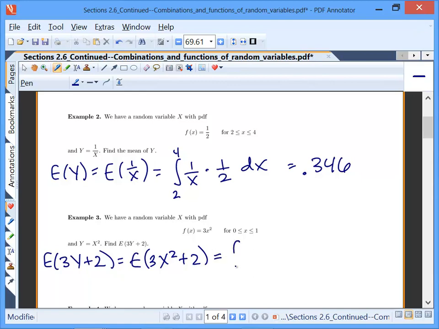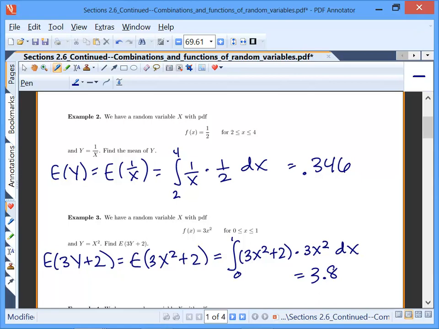And that means, what would I have to write down for my expected value? What do I need to integrate? I need to integrate 3x squared plus 2 times the PDF, which happens to be 3x squared. And I need to integrate from 0 to 1. And this gives me, no, I didn't calculate this one. 3.8.